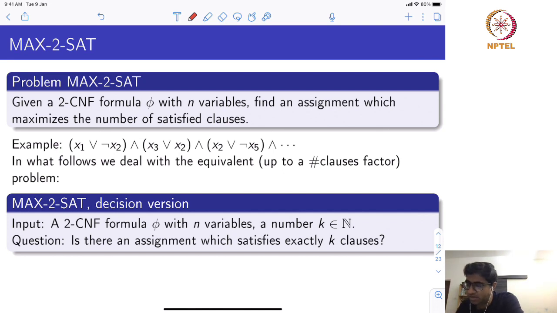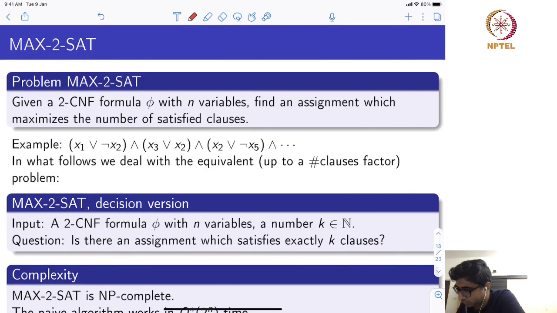Okay. So what are we interested in? The decision version of the problem is: given phi with n variables and a number k, is there an assignment which satisfies exactly k clauses? Because if you wanted to find the maximum number of satisfied clauses, you can start from 1, 2, 3, 4, and go up to the maximum, since the number of clauses is like n square, assuming no clauses are repeated, for example.